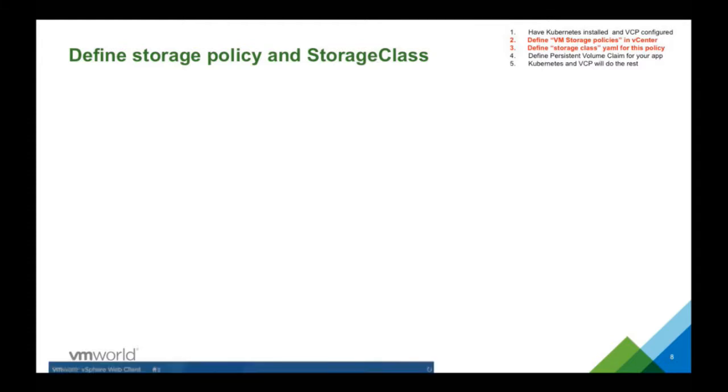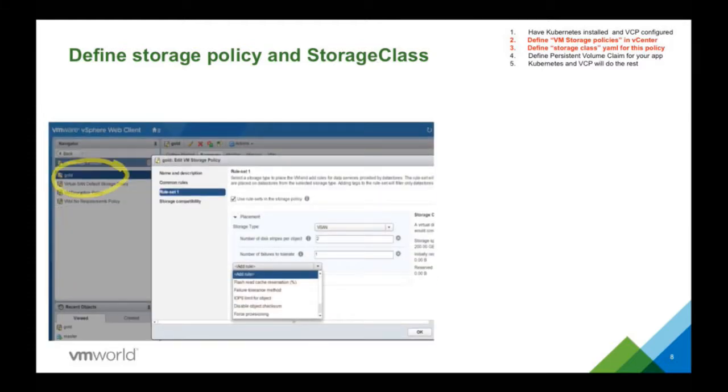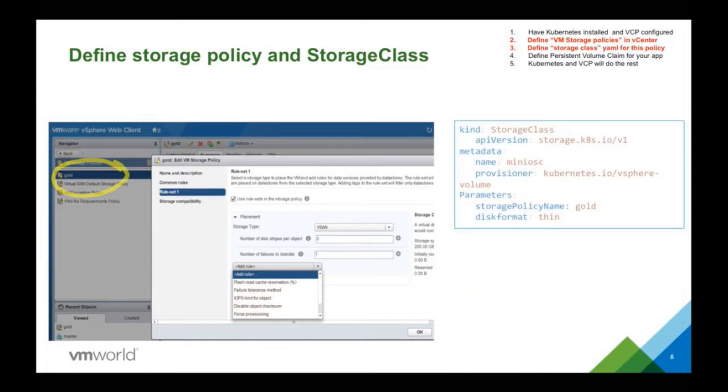Moving on. So, defining a storage policy. First of all, you just define the storage policy in VC, and you name it whatever. I name it gold because everyone names them gold. The second thing is this file. This is the file that says, I want a storage class which is really representing the vSphere storage policy gold. And let's name it MinioSC because that was for the Minio demo. That's literally it. And you just do kubectl create -f, you pass this file, and Kubernetes creates all the internal structure needed.